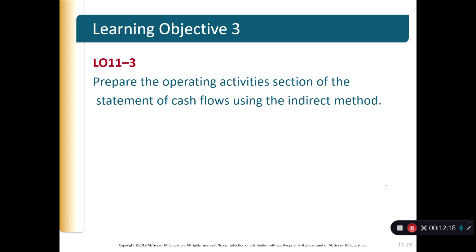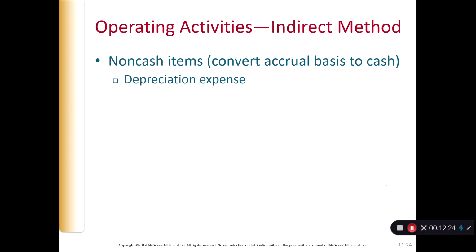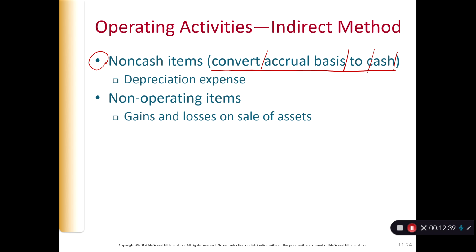So, the operating activity section of a cash flow statement using the indirect method. How do we do that? Non-cash items are the first thing that we need to adjust. We want to convert accrual-based accounting to cash-based accounting. For example, depreciation expense is a non-cash item, right? And we also want to adjust non-operating items, because we are talking about revenue and expenses related items, right?